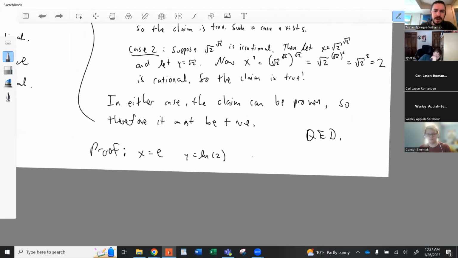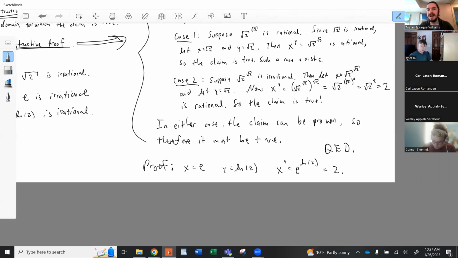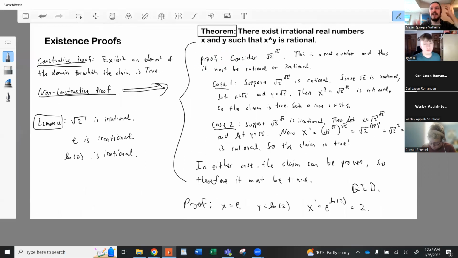But if you go x to the power y, that's e to the power natural log of 2. And that is a composition of inverse functions. The exponential function base e, and the natural log is a base e. They cancel out and you get 2 again. I didn't write that up cleanly because I only had a little tiny bit of space at the bottom of the page here. But that would be a constructive proof of this fact, where you actually have an example in your hands and you can say, look, here it is.